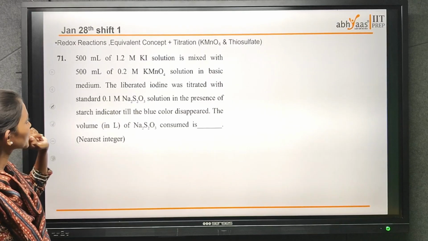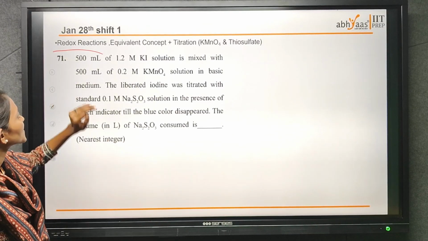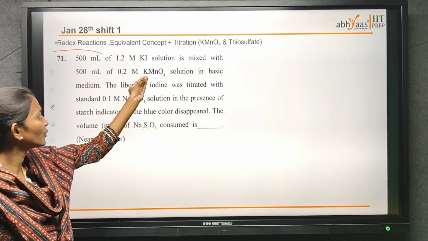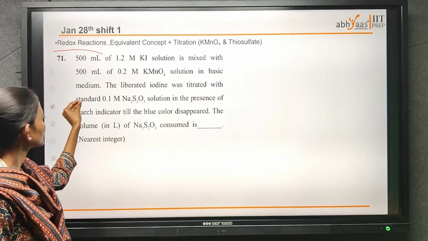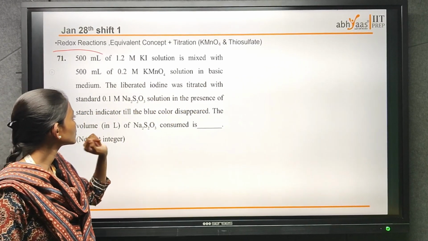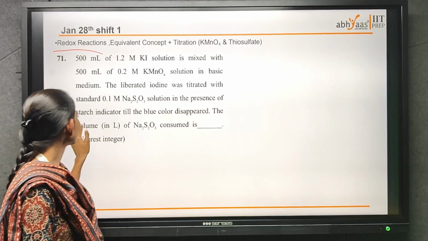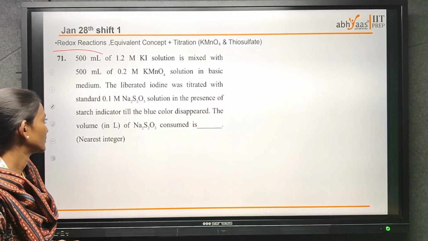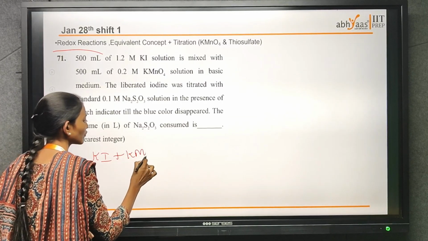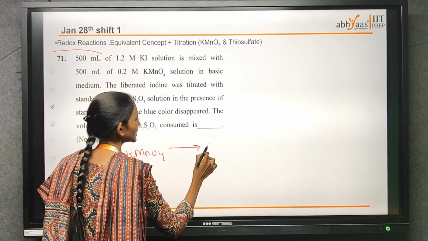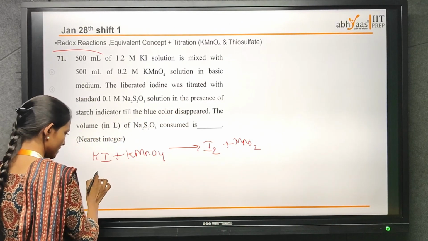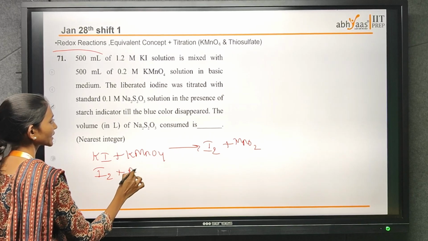Moving on to next question from numerical section. From redox reaction, they have given 500 ml of 1.2 M KI solution is mixed with 500 ml of 0.2 M KMnO4 solution in basic medium. The liberated iodine was titrated with standard 0.1 M Na2S2O3 solution in the presence of starch indicator till the blue color disappeared. If you see the reaction here, KI reacting with KMnO4, right? Then what you are getting? I2 plus MnO2, right? With this I2, again what you are getting to react?